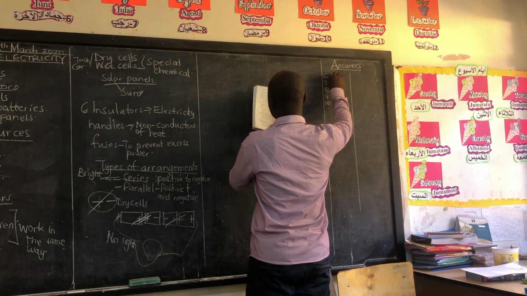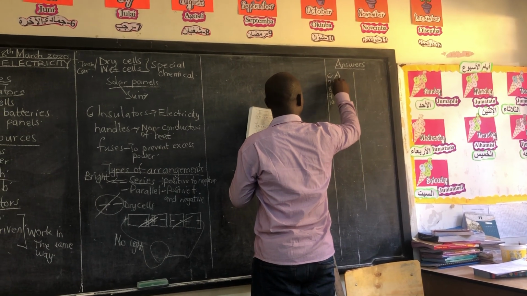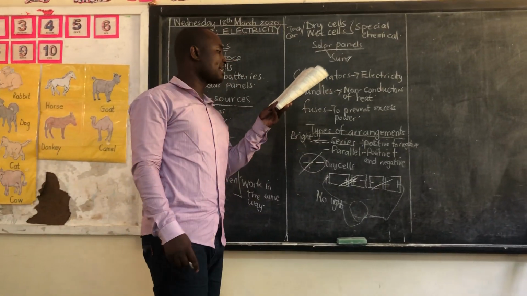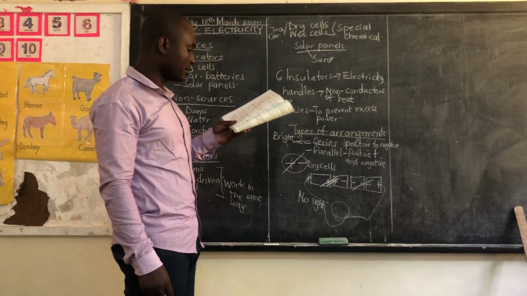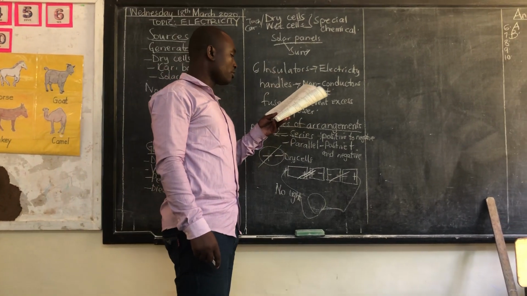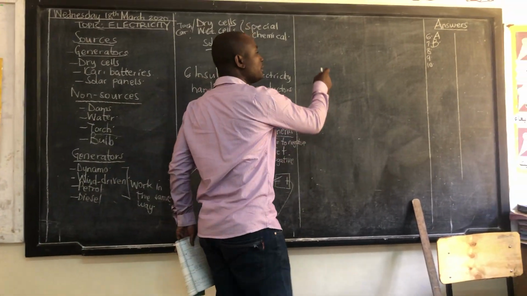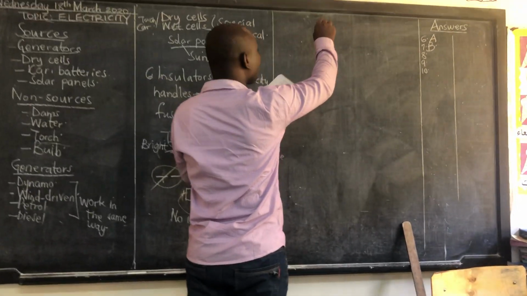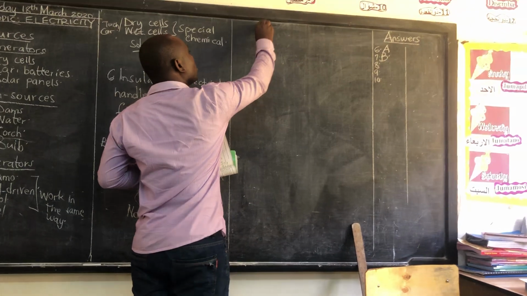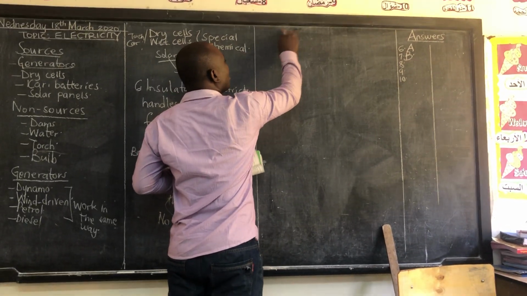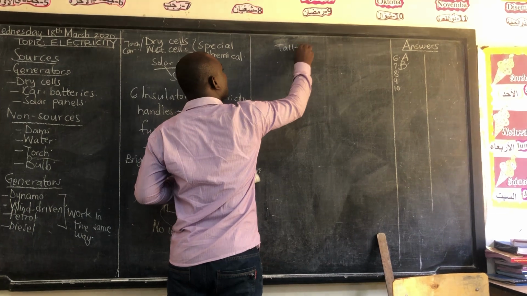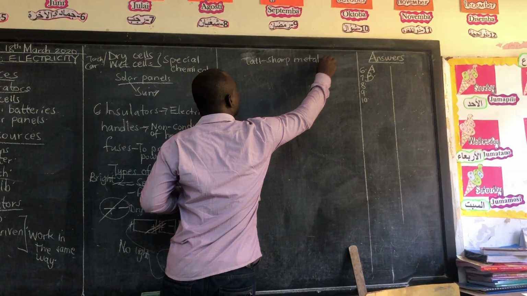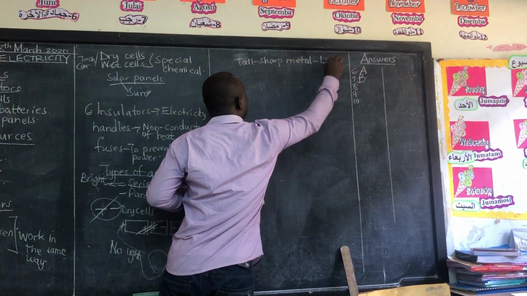So number 6, the correct answer becomes A. Number 7, the correct answer becomes B. In number 8, tall buildings are fitted with sharp-pointed metals at their tops and connected to the ground. These sharp-pointed metals are called, the rods are thick. We call them the tall, sharp metals. We call them lightning arresters.